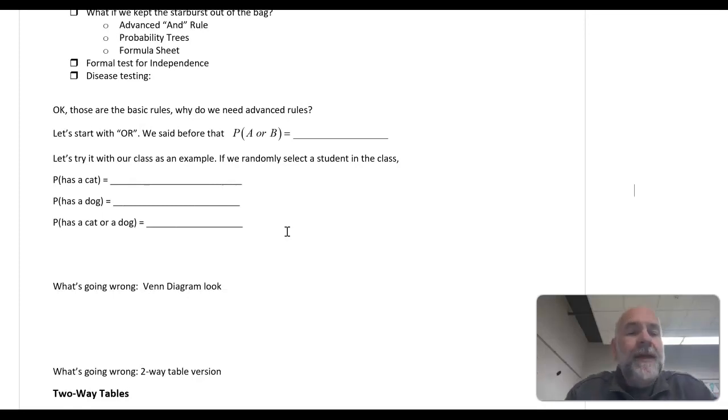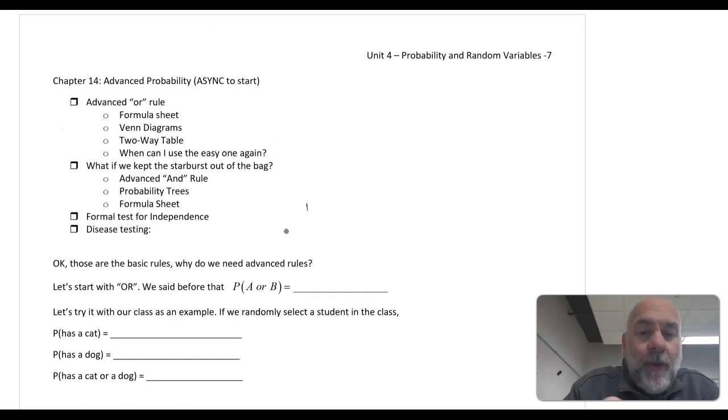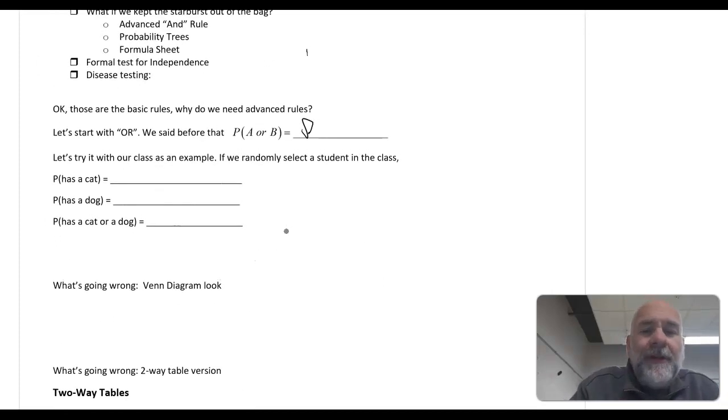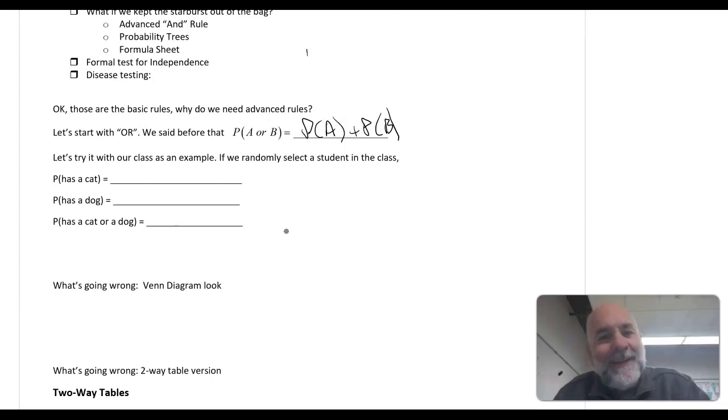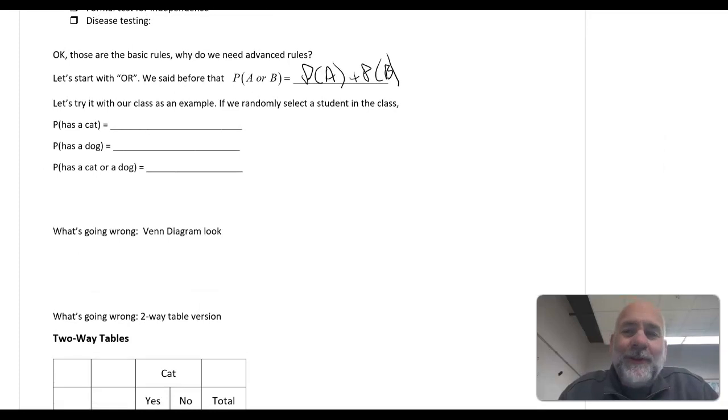So let's start with OR. We said before the probability of A or B is the probability of A plus the probability of B, right? Normally I do this in class. Unfortunately, I forgot to ask you guys this yesterday, so I'm just going to make up the numbers. I'll be honest.